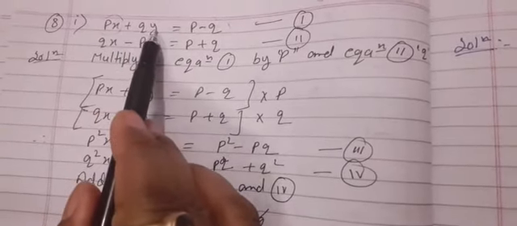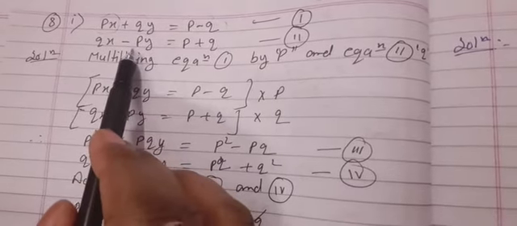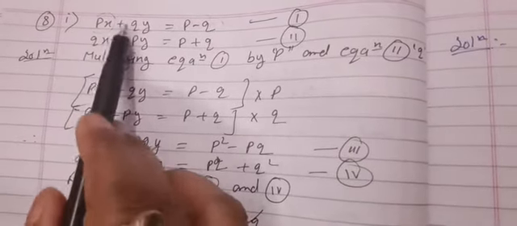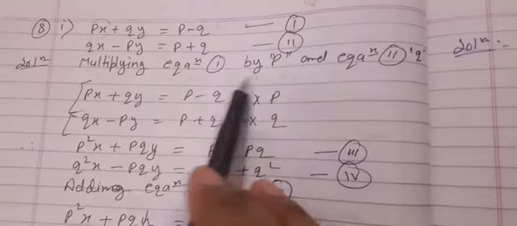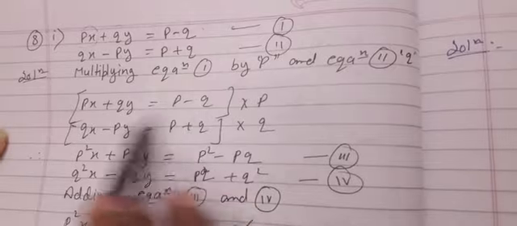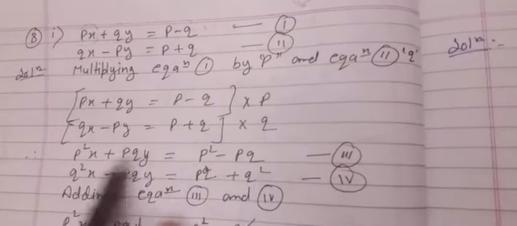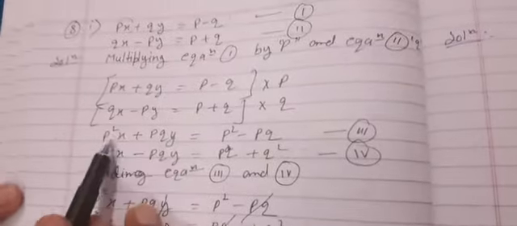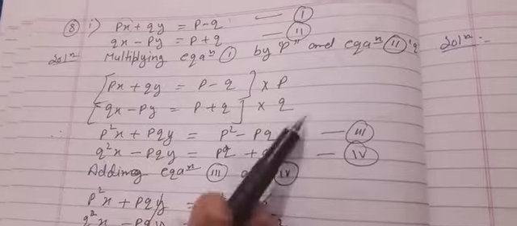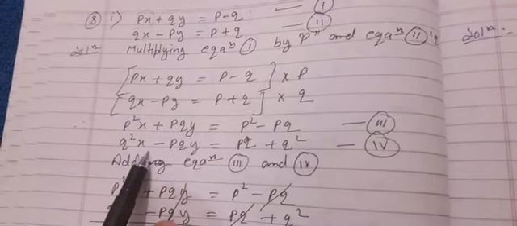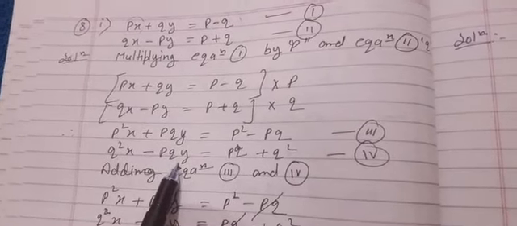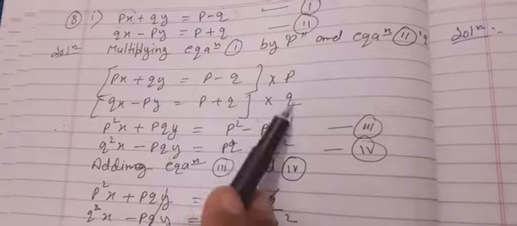so that it will become pqy, and the second equation by q, so that it also becomes pqy, and then we will cancel it by adding because the terms are already with plus and minus signs. So I did the same thing. I have written here multiplying equation 1 by p and equation 2 by q. So copied the equation, shown that we are going to multiply, then multiplied p into px is p square x plus pqy is equal to p square minus pq, and then q into qx is q square x minus pqy, because q into py is pqy, and pq and q square.